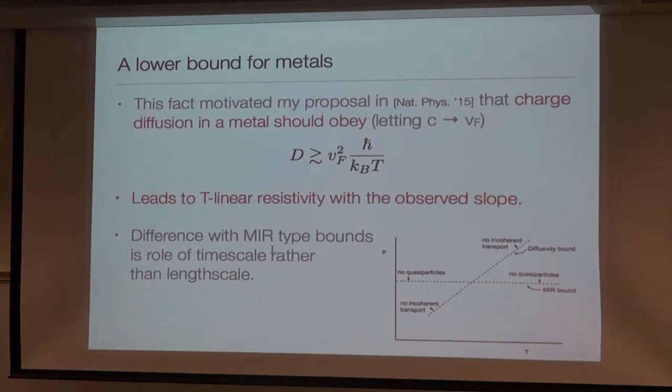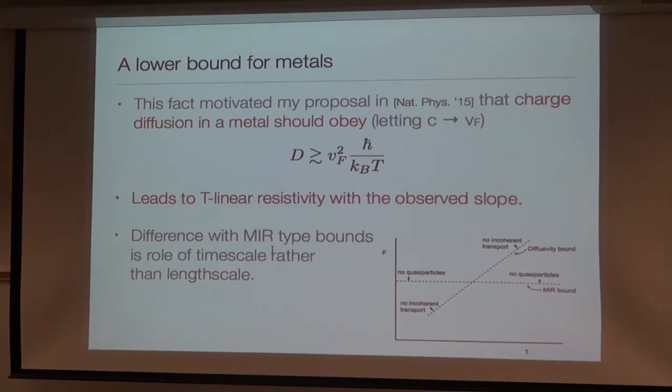So right. And so I found that amusing. So you take this bound, which you rephrase as a diffusivity bound, which gets rid of all the counterexamples. Then you apply that to charge diffusivity, changing the speed of light for the Fermi velocity, and saturating the bound then becomes that the resistivity should be linear in temperature. Okay.